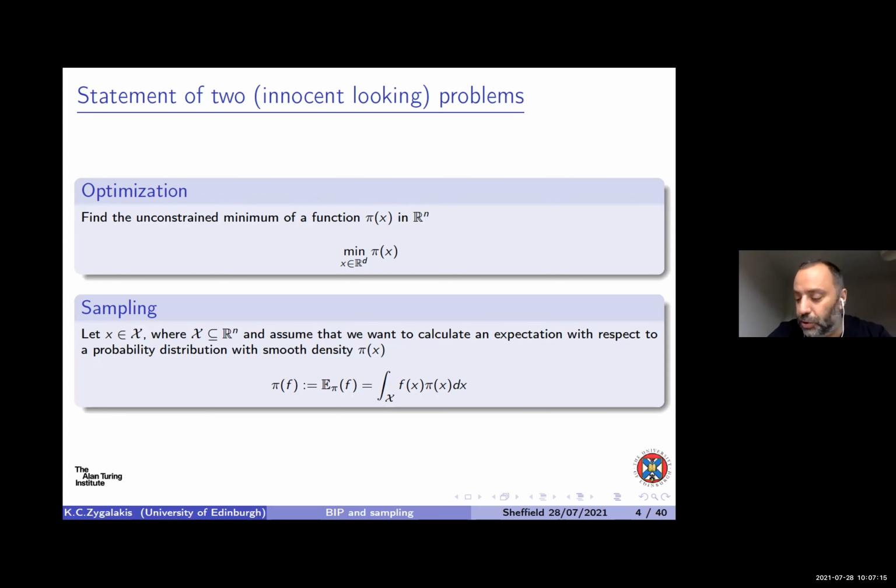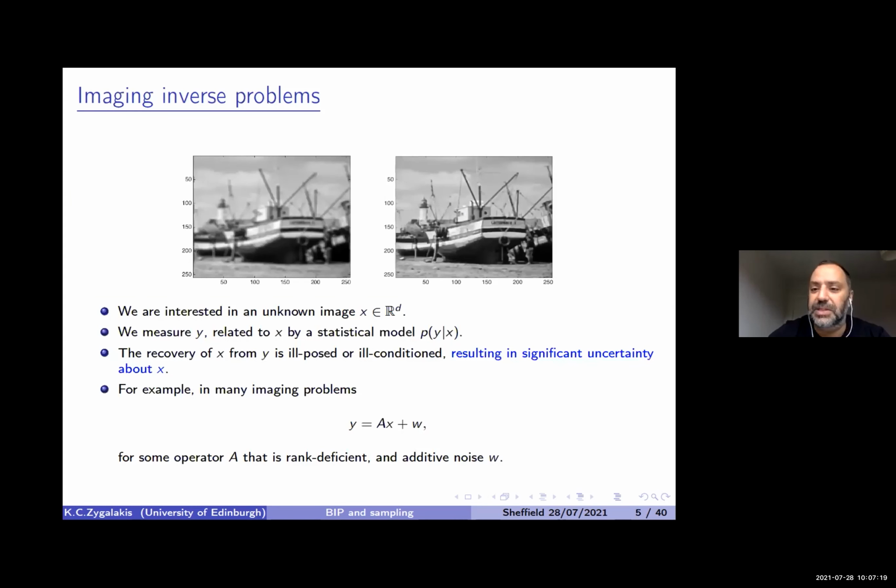I'm just going to show you a particular instance of that in the case of imaging inverse problems. In the picture here, I have two images. On the right is the original image, or the true image that you would like to take a picture of. But if you have shaky hands like me, you might end up getting the picture on the left.